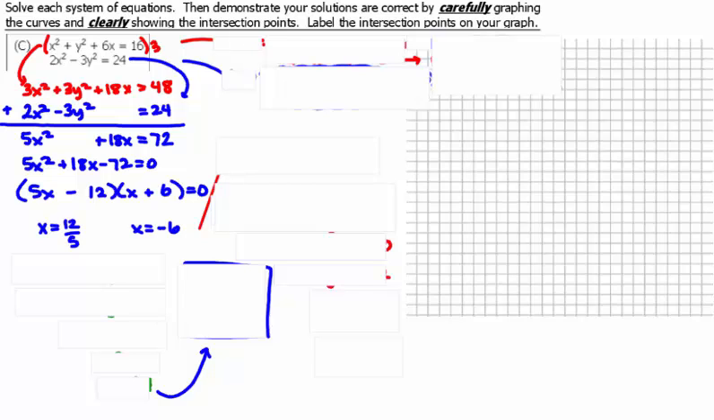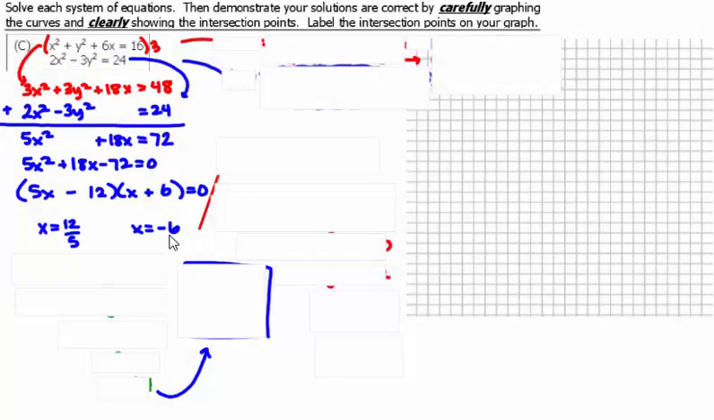Now we need to find our values for y. So we're going to substitute into one of the original equations. Pick the easier one, probably the second one, and then we'll start substituting in. I'm going to start with negative 6, just because that's the easier one. I'm going to save the harder one for later. I'm going to substitute negative 6 in whenever I see an x, and then solve. So go ahead and continue.